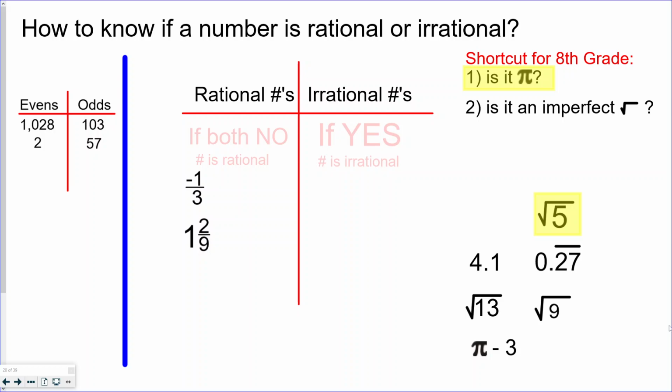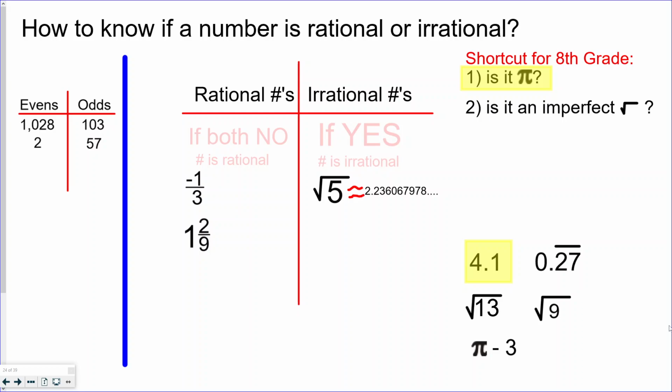So what about this one? Do we see pi right here for the square root of 5? No. Is it an imperfect square root? How can we do that? Well, if you take your calculator and just test the square root, if you get decimals, you know it's an imperfect square root. That means it's stuck between two whole numbers on a number line. So we'd slide that right over to the irrational side.